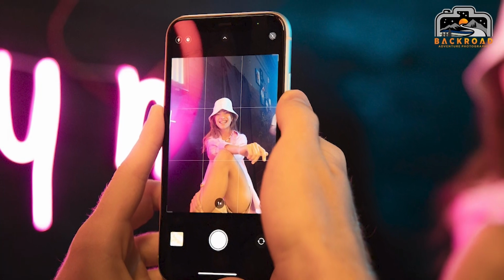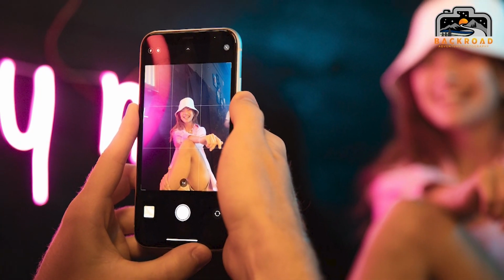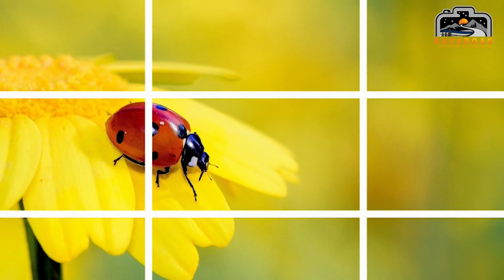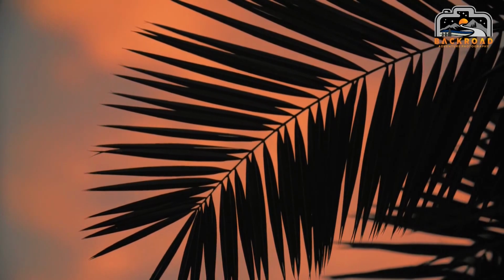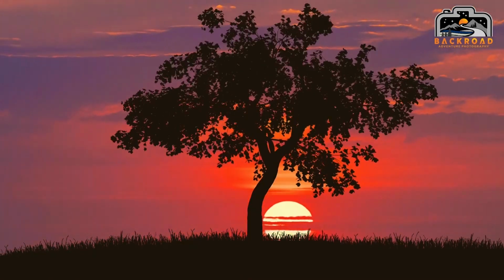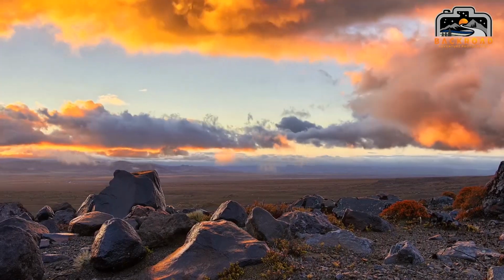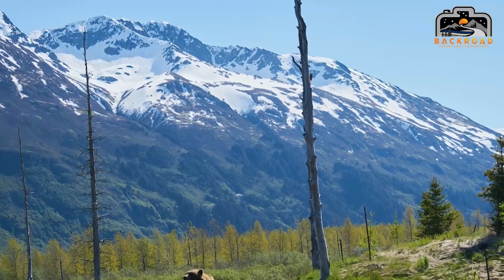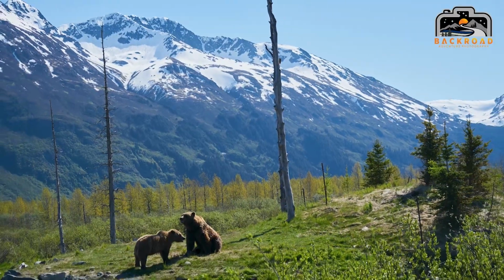The rule of thirds is not limited to just placing your subject along the grid lines. You can also use the intersections as focal points. These intersections are powerful areas of visual interest. By aligning key elements, such as a solitary tree or a mountain peak at these intersections, you create a strong visual impact that engages the viewer and adds a sense of balance to your image.